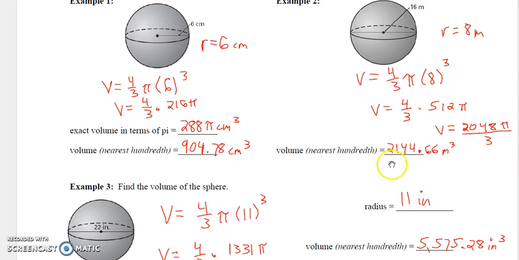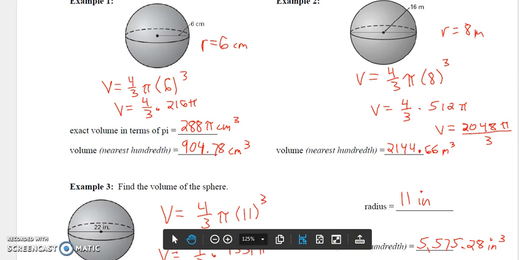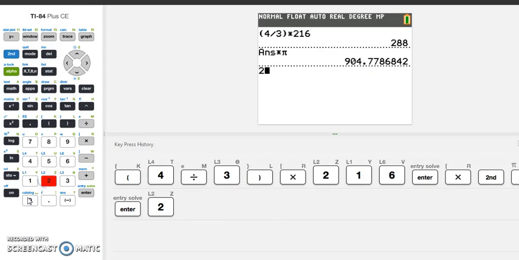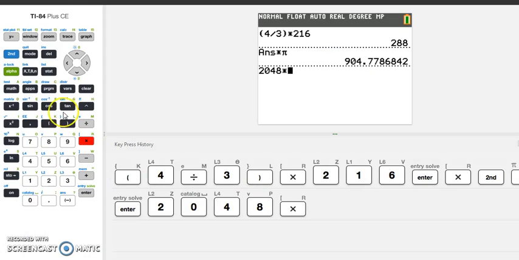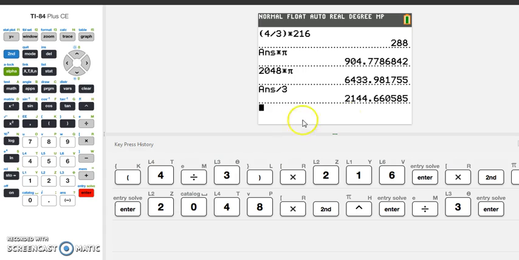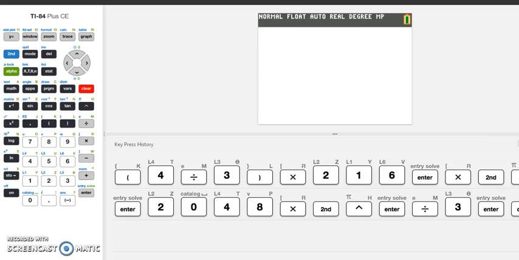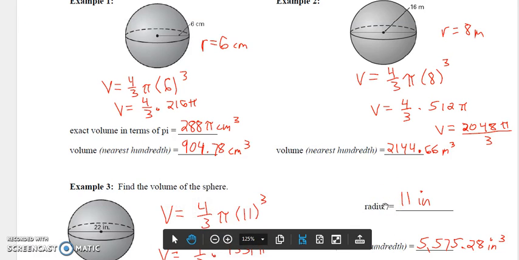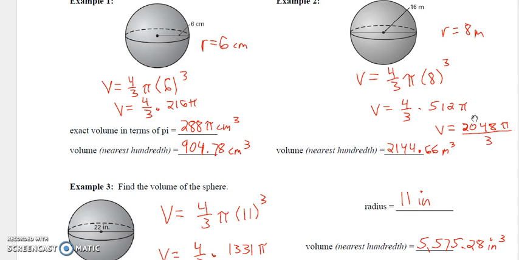So they did not ask me for the exact volume in example 2, so I'm just going to take this and type it in my calculator. So I'm going to do 2048 times pi, enter, divide, 3, enter. There we go. And you have kind of a built-in check for this because pi is a little bit more than 3. So if I'm starting off with 2048 and I'm going to multiply by pi and then I'm going to divide by 3, my answer is going to be a little bit higher than 2048, and as you can see, it was. Okay?